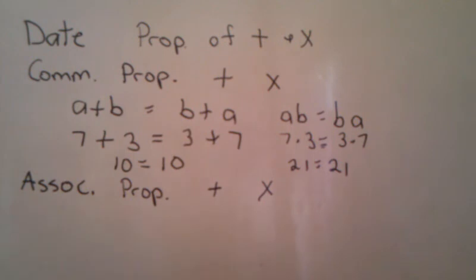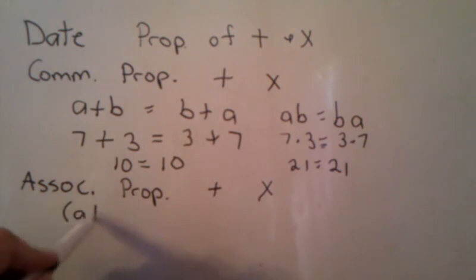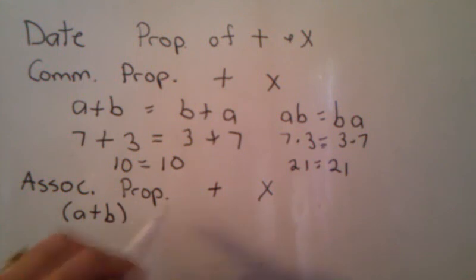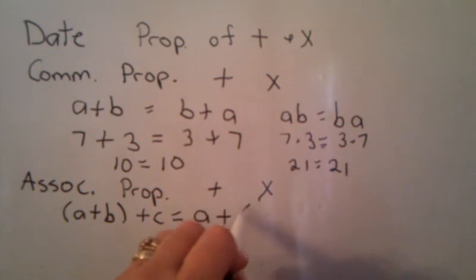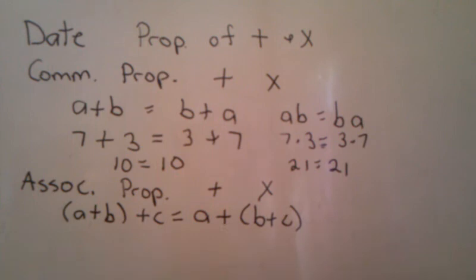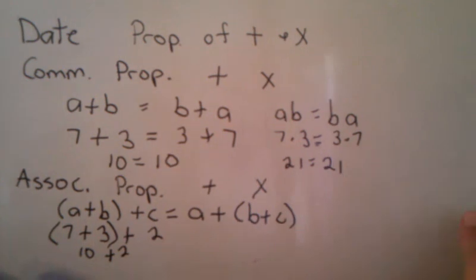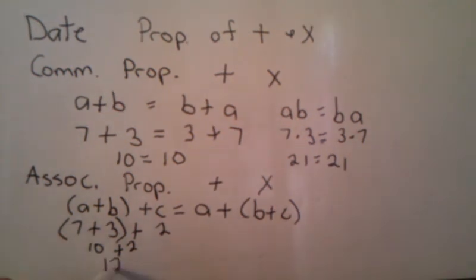So it says that I can group A plus B, because parentheses mean we have to do it first, remember? Plus C equals, well, what about over here if I group the B and C together? So this would be, we said A is 7, 7 plus 3 plus, we'll have C be 2. 7 plus 3 is 10. 10 plus 2 is, I know I'm running out of room. 10 plus 2 is 12.